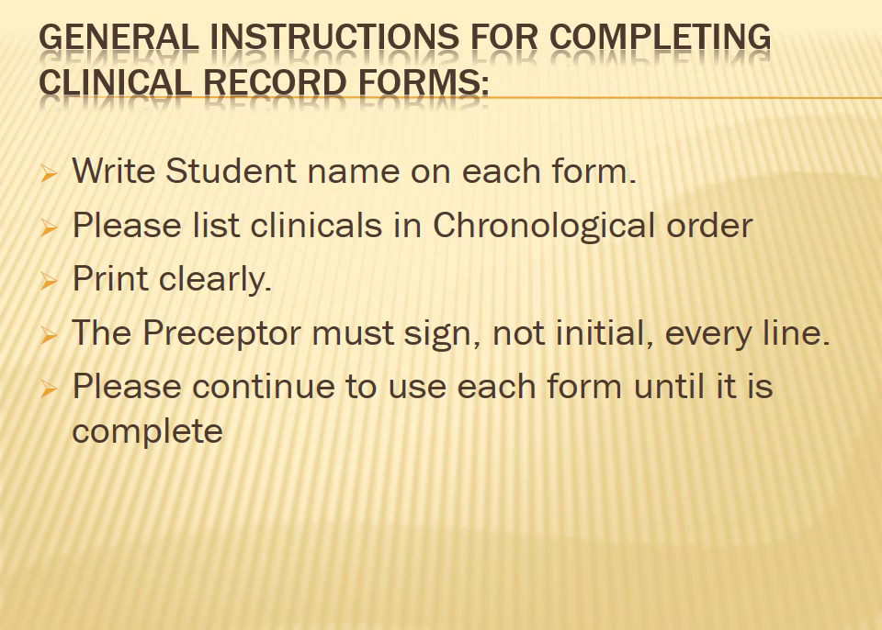General instructions for completing clinical record forms. Write the student name on each form. Please list clinicals in chronological order. Print clearly. The preceptor must sign, not initial, every line. And please continue to use each form until it is complete.